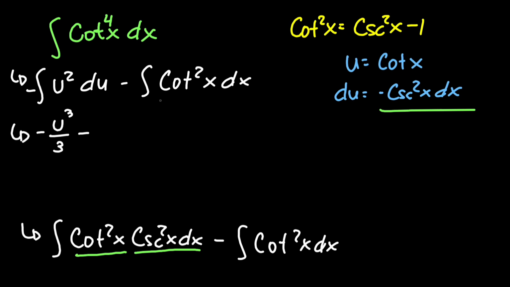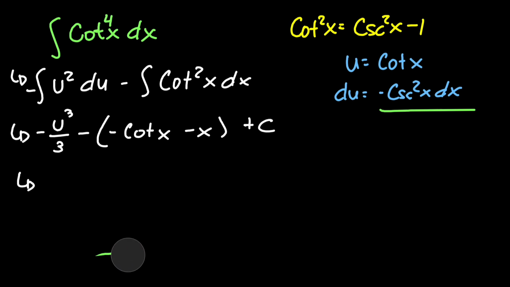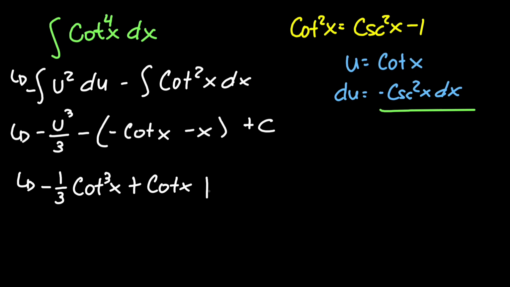And the integral of cotangent squared of x dx, as we have solved earlier, would be equal to negative cotangent of x minus x plus c. And so the final answer would be negative 1/3 of u, which is cotangent cubed of x. Negative times negative would be positive cotangent of x plus c.